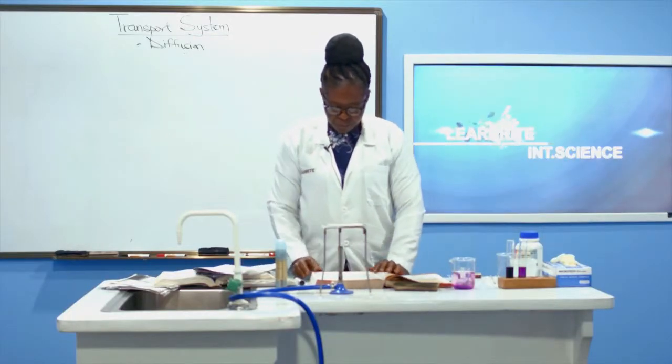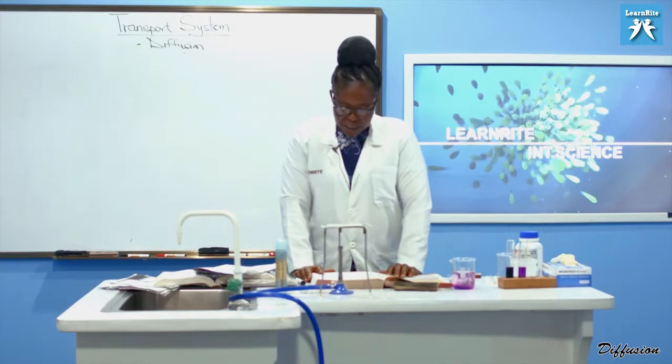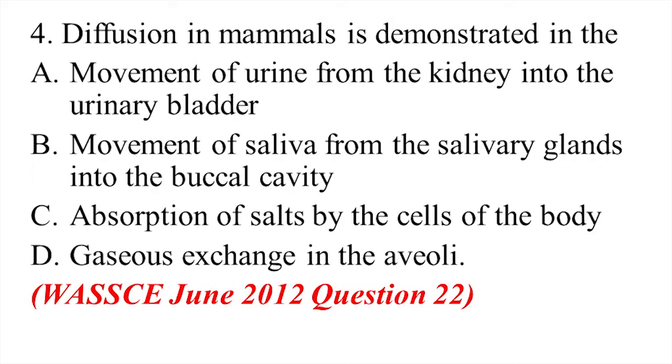Then another question. Diffusion in mammals is demonstrated in the: A, movement of urine from the kidney into the urinary bladder. B, movement of saliva from the salivary glands into the buccal cavity. C, absorption of salt by the cells of the body. D, gaseous exchange in the alveoli. This question came in WASSCE June 2012, question number 22. So these are some of the questions on this topic.